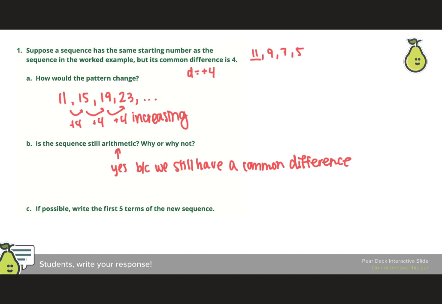So now it says, if possible, write the first 5 terms. So I've written the first 4: 11, 15, 19, 23, plus 4 would be 27.